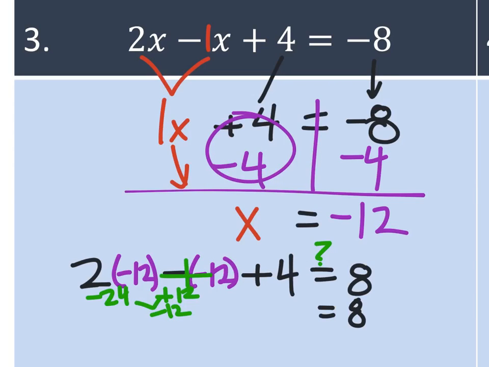Oh. Yeah, so make sure when you check that you actually copy it down right there, because that would have been disastrous. That should have been a negative 8 right there, because then it's going to come out as negative 8 there. So negative 12 plus 4 is negative 8. Now it's true.